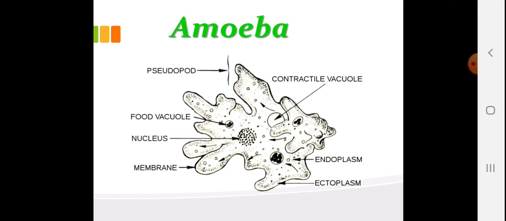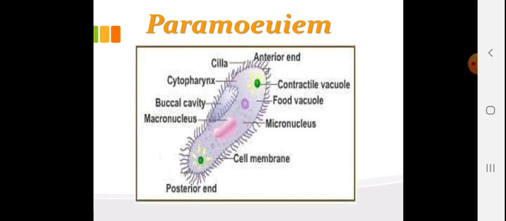This is the amoeba. You can see it has irregular shape. What do you find in the picture? It has in the center a spherical nucleus. Then it has food vacuole. Pseudopodia, false feet. Pseudo means false. Podia means legs. Then you can see contractile vacuoles, endoplasm and ectoplasm. And you can find cell membrane.